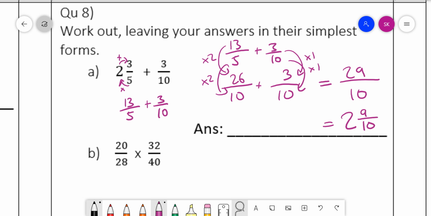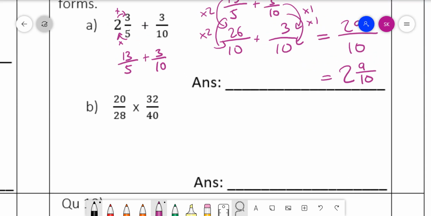Question 8. B. 20 over 28 times 32 over 40. Well, multiplying fractions, top, top, bottom, bottom. But always make your life simple. Simplify first. So I'm looking at the 20 and the 40. What's the highest common factor of those two? Correct, 20. Divide that by 20, divide that by 20. And now I'm looking at 28 and 32. What's the highest common factor? 4. So 28 divided by 4 is 7. 32 divided by 4 is 8.